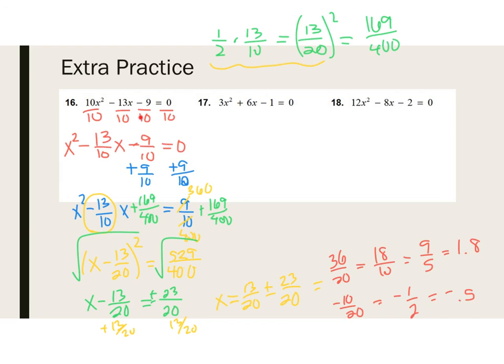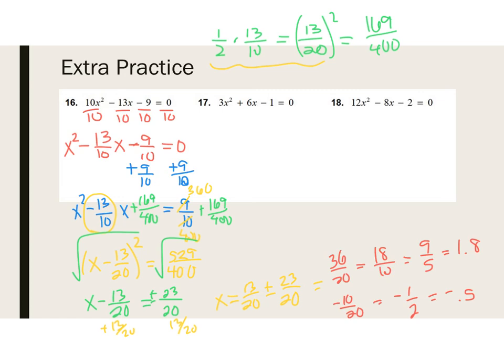So you divided everything by the leading coefficient. You moved your constant to the right-hand side. You took half of b, squared it, added it to both sides, factored the left, simplified the right, square rooted both, made sure you put your plus or minus on the right, moved your number over from the left, and then just simplified to your answers.